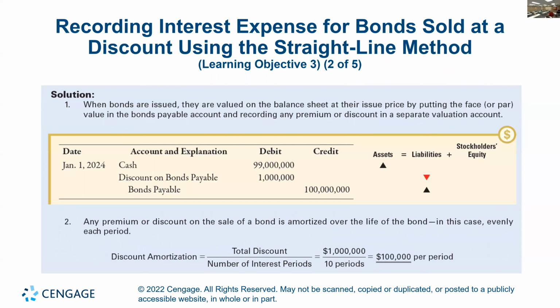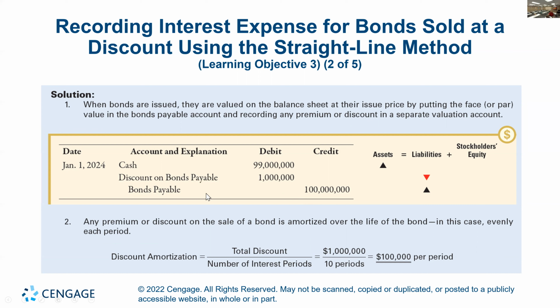So record the issuance of the bonds. We would receive cash of the 99 million. Bonds payable is always credited to the face value. And the difference, our discount, is a debit account here because we got less cash, which makes it balance out. And there's your original journal entry.